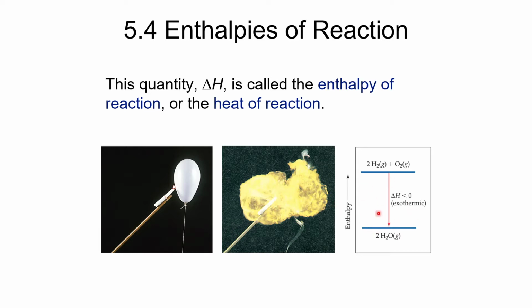Well, we can draw something that is called an enthalpy diagram. The enthalpy diagram illustrates that the enthalpy of our reactants here, the hydrogen and the oxygen, was much higher than the enthalpy of our products, which is the water vapor. Since it's going down in enthalpy, that difference at constant pressure is going to be released in the form of heat.